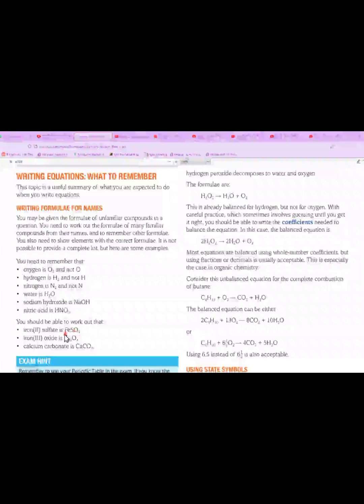The next point is that writing an equation from a description requires you to convert words into formulae and decide which are the reactants and which are the products, and how we can use them.